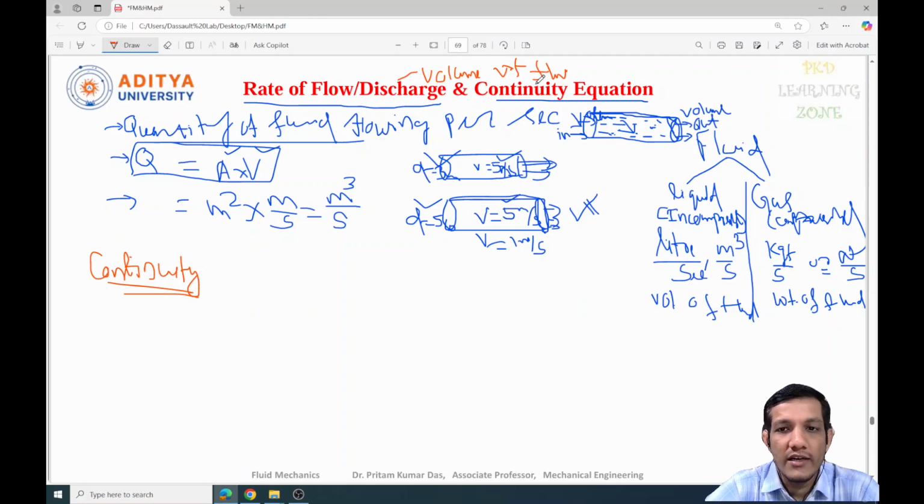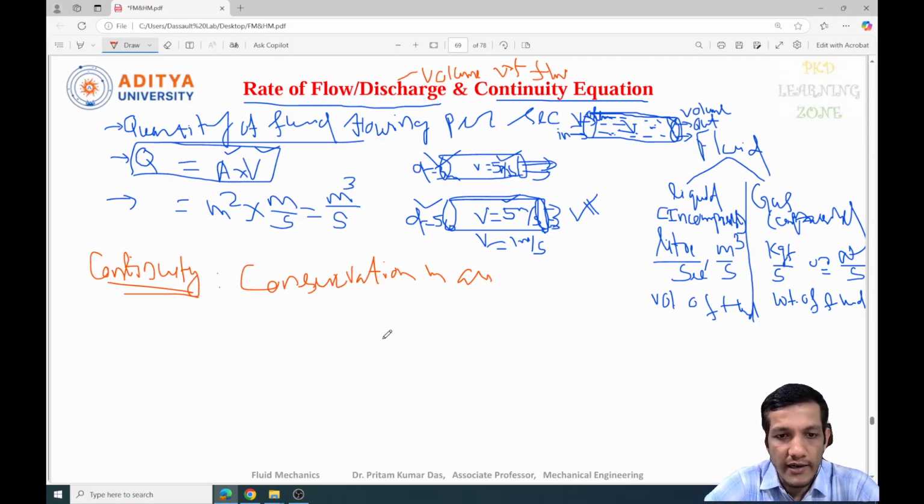But while considering the continuity equation, we need to consider the mass of flow. That concept came from the principle of conservation of mass. So what is this principle of conservation of mass?